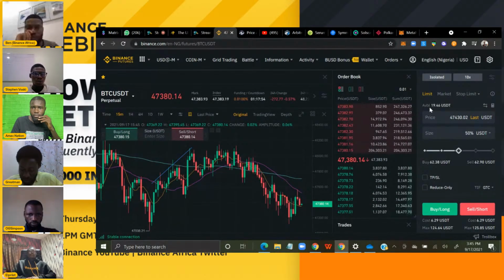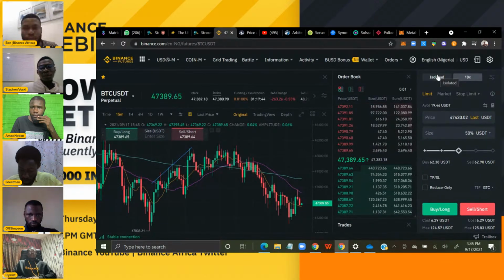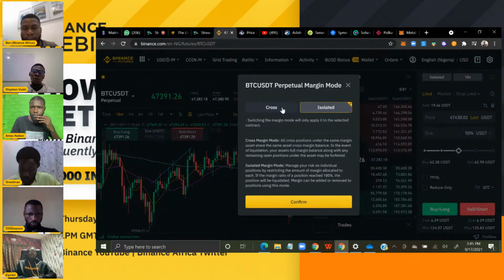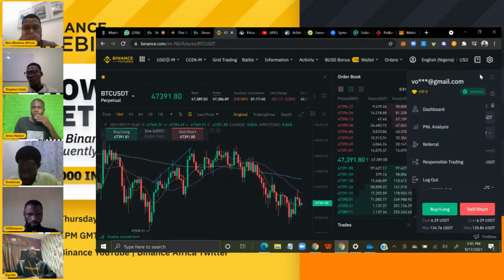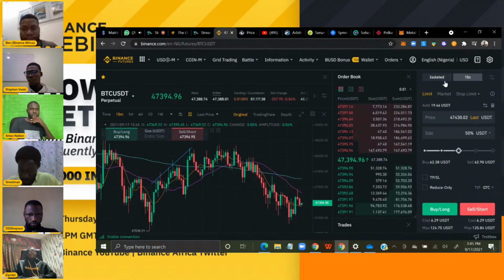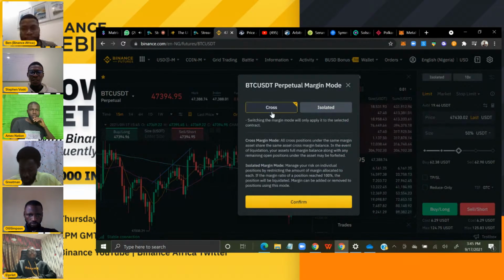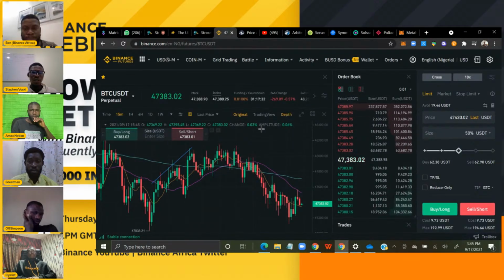So show us how to place trades using the cross. Using cross or isolated, or probably both of them? Cross. Okay. So, first of all, I'll come to this side, click here and then select cross and confirm. Now I'm on cross leverage.